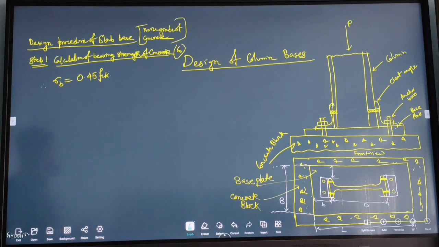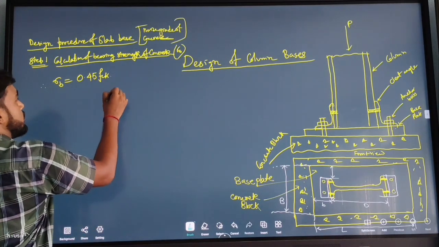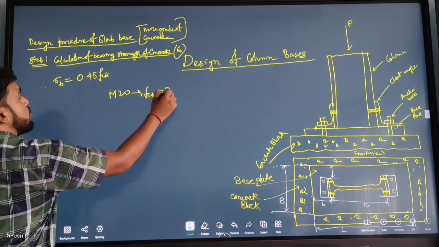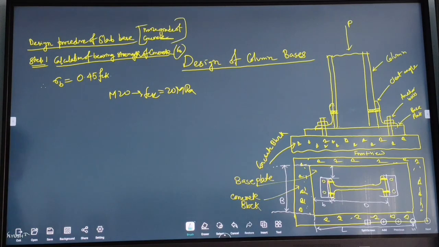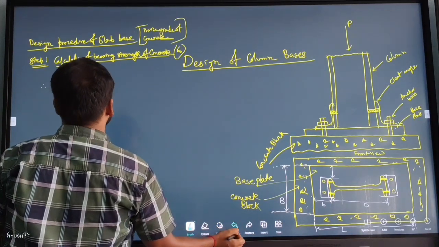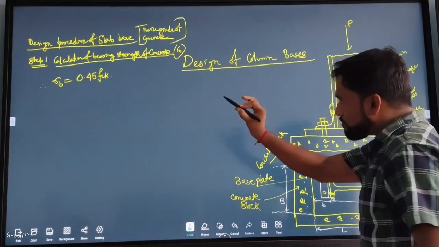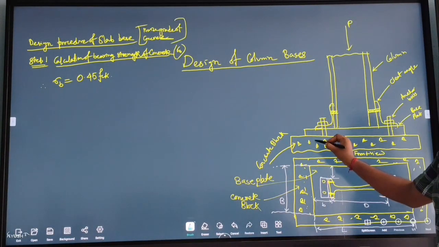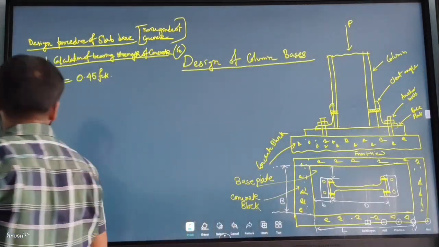If the characteristic compression strength of concrete is FCK, suppose M20 concrete, then its FCK will be how much? 20. So we can calculate easily 0.45 into 20. So first calculate the bearing strength of concrete. As per IS code, sigma bearing is equal to 0.45 FCK. That means this amount of stress sigma B will be resisted successfully by this concrete block. Clear?